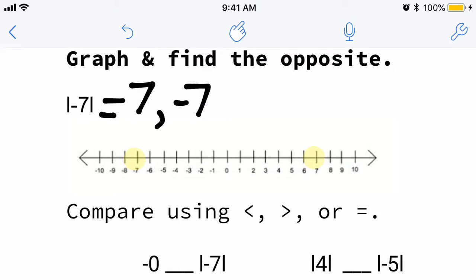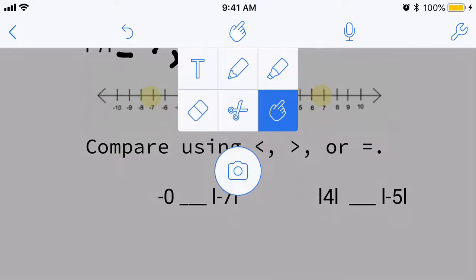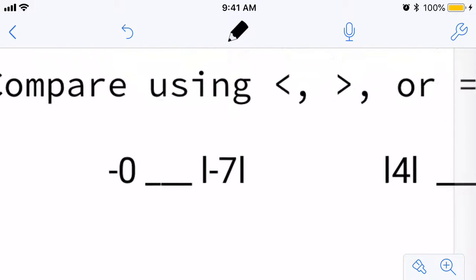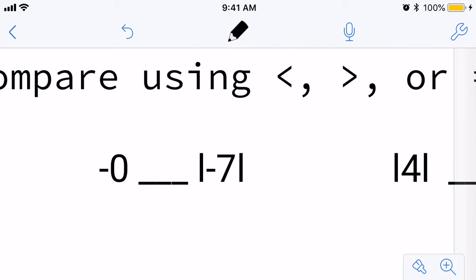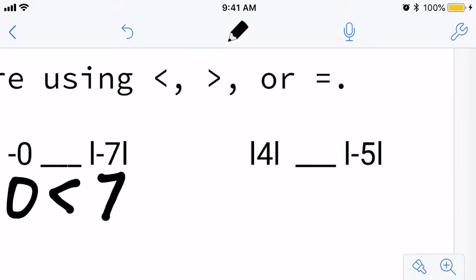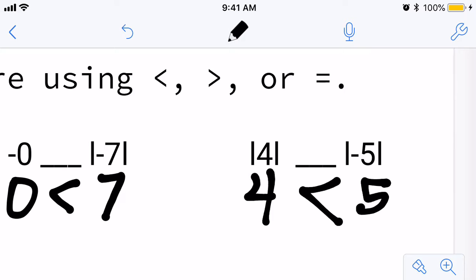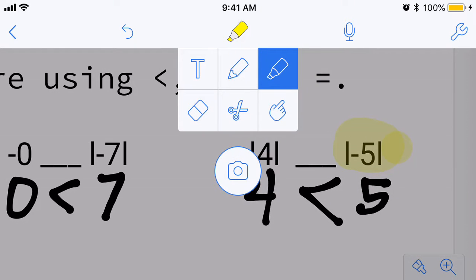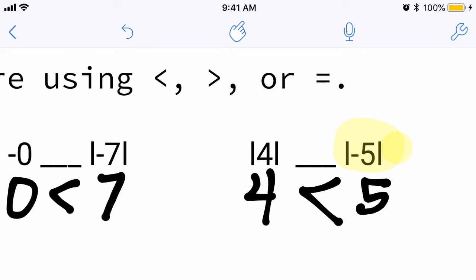And then the last set of problems asks you to compare using the symbols again. Remember, anytime you have an absolute value listed, you have to solve the absolute value first, then compare the two numbers. So in this case, 7 is greater than 0. And then last, you have 4 and positive 5, and 5 is greater than 4. If you forgot to take the absolute value of this first, you might have your arrow flipped, in which case it's wrong because you need to do the absolute value first.